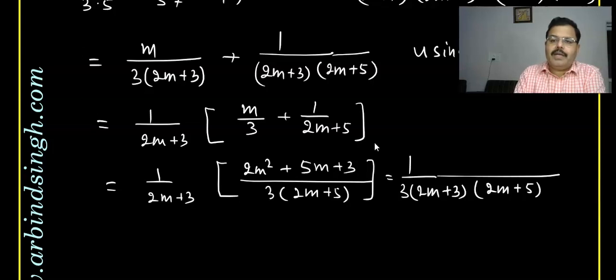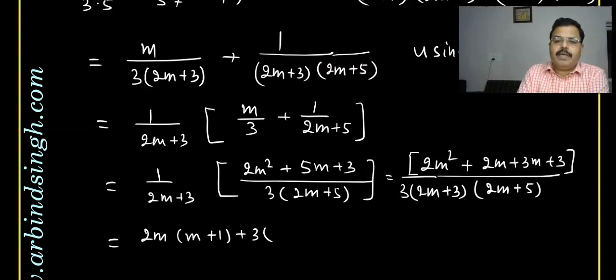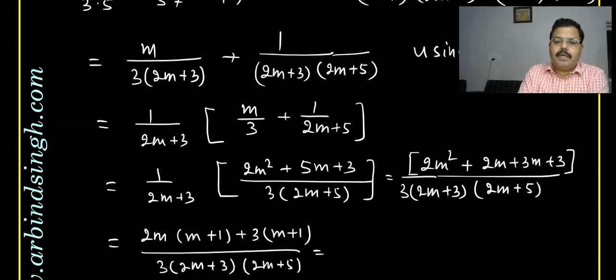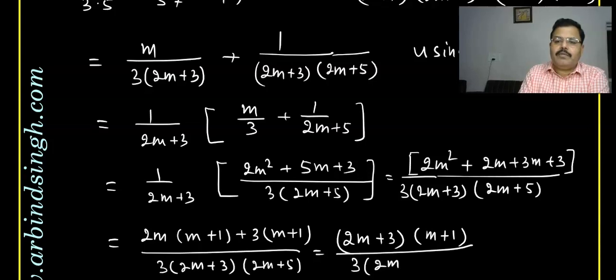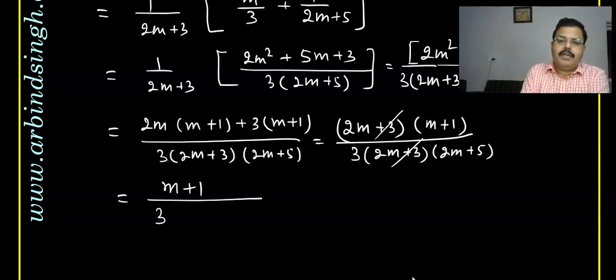And in the numerator it will be 2m square plus 2m plus 3m plus 3. If I take 2m common, what is left? m plus 1. And if I take 3 common, that will also be m plus 1. Whole divided by 3 times of 2m plus 3 into 2m plus 5. So if I take m plus 1 common, this will be 2m plus 3 times m plus 1, in the denominator 3 times of 2m plus 3 and 2m plus 5. So clearly these two cancel. Now in the numerator only m plus 1 is left, while in the denominator it will be 3 times of 2 times of m plus 1 plus 3.